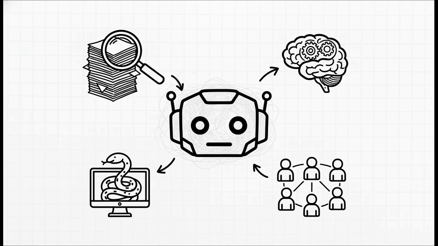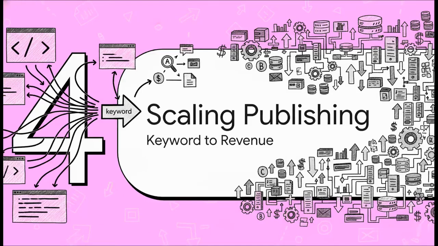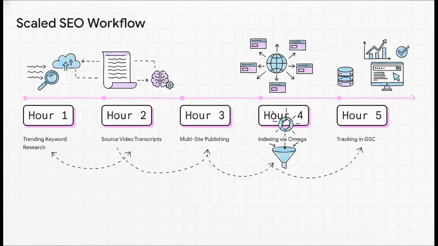All right, Section 4, Scaling the Publishing System, moving from keyword straight to revenue. Check out this timeline. It's basically a chain reaction of a highly successful, scaled workflow. Hour 1, you're finding trending keyword research way ahead of the competition. Hour 2, you're pulling in source video transcripts to give your AI deep, unique context.